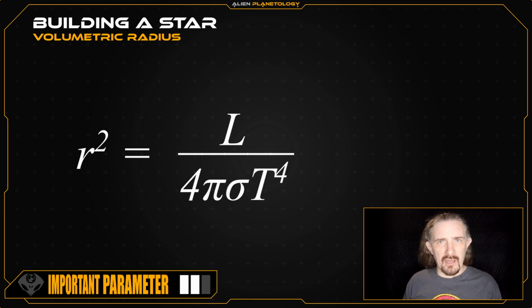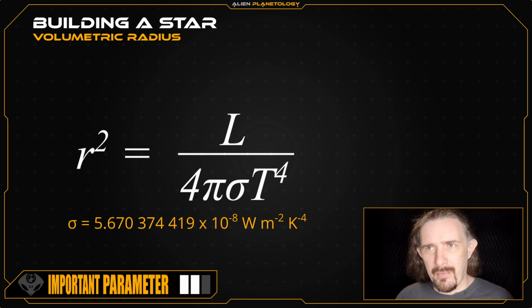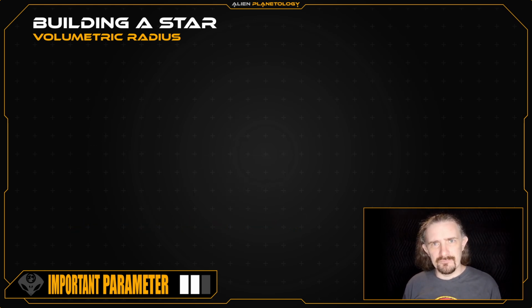The Stefan-Boltzmann constant, which we represent with the Greek letter sigma, just relates the star's energy output to its temperature and is equal to a value of 5.6703744419 times 10 to the power of negative 8 watts per square meter per Kelvin to the 4th. Yes, that was a mouthful. But don't worry, it's not necessary that you understand any of that. Let's jump over to our calculator and start by entering our star's luminosity.